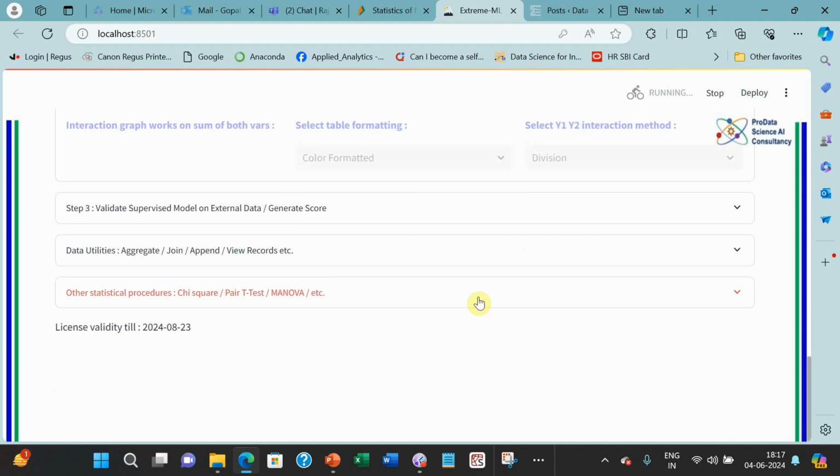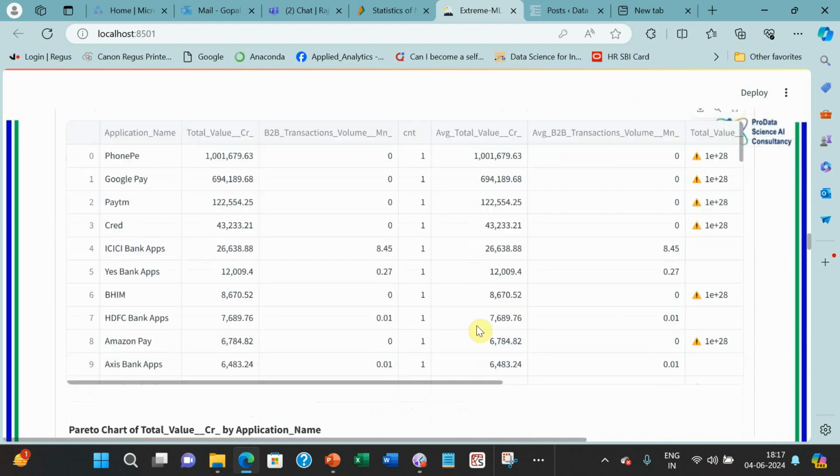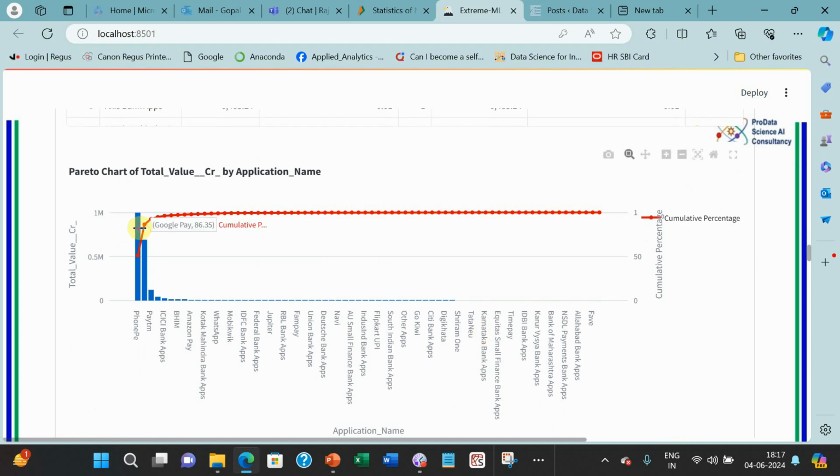So here you will find that the biggest app in this case is actually PhonePe. PhonePe alone is 51% of the market, followed by Google Pay, and PhonePe and Google Pay taken together are 86% of the market share. Then comes Paytm, and then comes Cred, surprisingly.